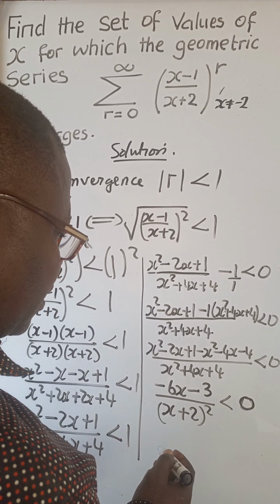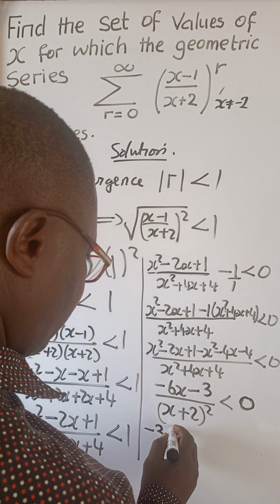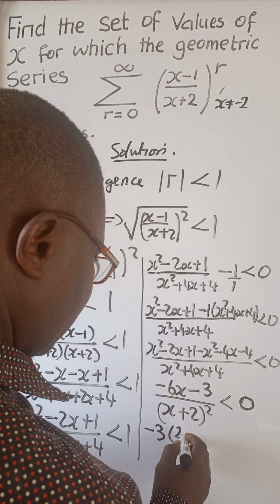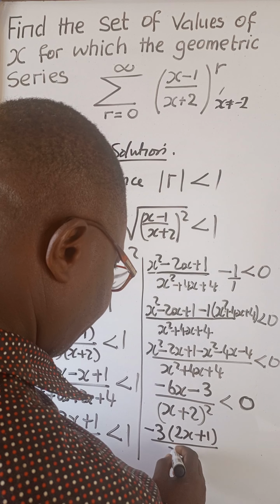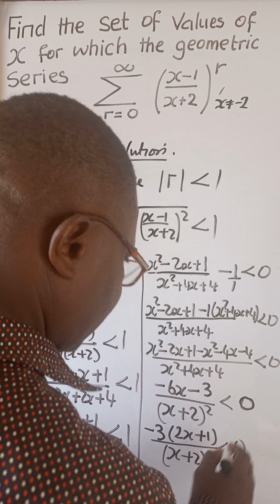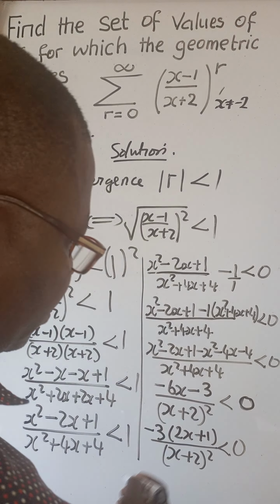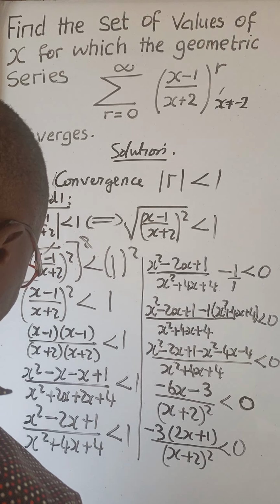We have to solve this rational inequality. If we look up there, we see that negative 3 is common, so we can factorize out negative 3, and so we have 2x plus 1 here, all over x plus 2, all of this squared, less than 0. This is the inequality that we have to solve. So we have to carry out our analysis.